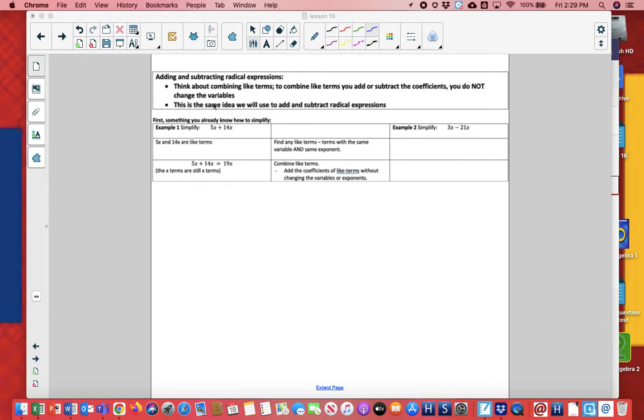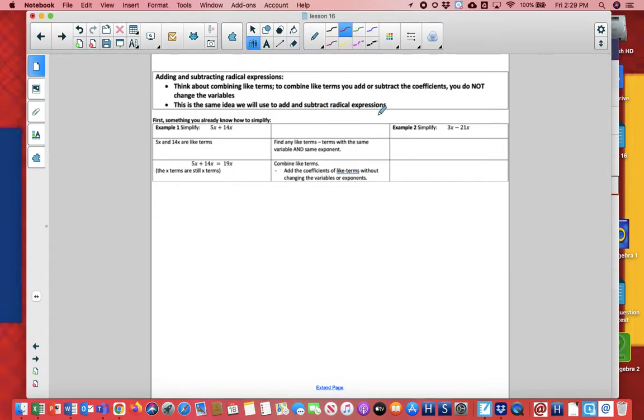Okay, we're going to apply this same idea to adding and subtracting radical expressions, and keeping in mind, if we don't have like terms, then that means we can't combine them. Alright, so let's look at what we already know. So say we have 5x plus 14x. Well, before we add these, we need to say, are these like terms? So they are, because they have the same variable x with the same exponent, which is an implied 1.